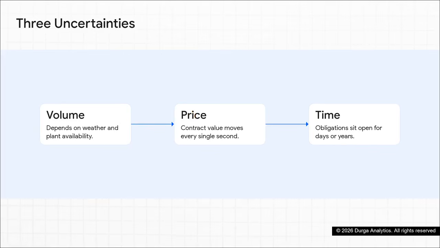You're committing to deliver or receive gas, but those quantities depend heavily on the weather, plant availability, or how much your customers actually end up burning that day. Second, there's price uncertainty. Sure, the money changing hands might be fixed by a contract today, but the mark-to-market value of that contract is moving every single second until delivery. And third, time uncertainty. Your obligations are sitting open for days, months, maybe even years. And in that window, literally anything can and will happen.